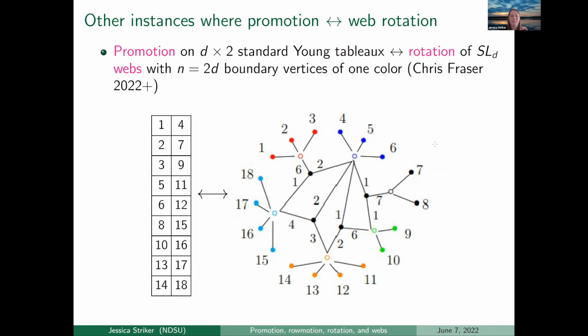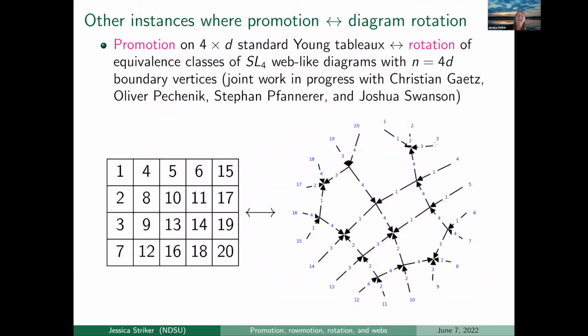And then here's something else. So basically that's what's known, 3-row rectangles and 2-column rectangles. And right now, in joint work in progress with Christian Gaetz, Oliver Pechenik, Stefan Pfannerer, and Josh Swanson, we've been working on the 4-row case. So we have a really good candidate for some diagrams that rotate in the same way as promotion on 4-row standard Young tableaux. And they end up being equivalence classes. And I'm just going to call them SL4 web-like diagrams. I think they are actually webs, but we have sort of 2 different ways to look at them. And this is more the web-like diagram.